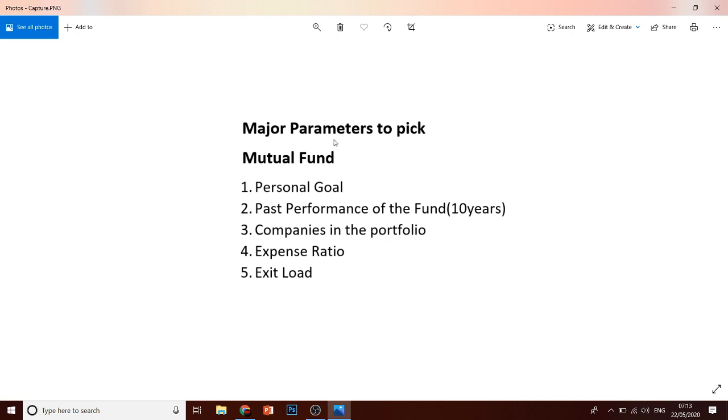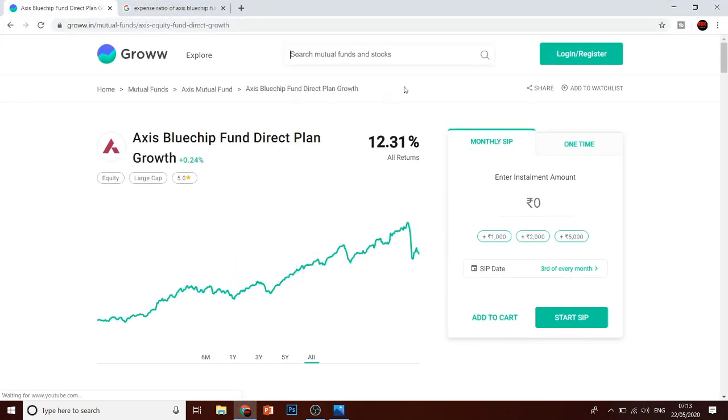So the second parameter you need to keep in mind is the past performance of the mutual fund from the past 10 years. So now let's log into the Groww website, and now you can see that I've logged into the Axis Bank Blue Chip Fund. So if you see, the fund had started back on December 31st, 2012, and the NAV, that is the net asset value, that is value per asset or per unit, was rupees 12.32, right? So now, after several years, it has grown to rupees 29. So you can see it has given a return of 12.31%.